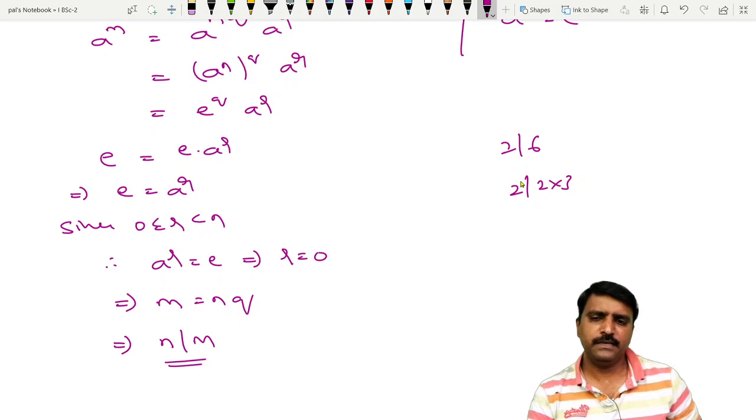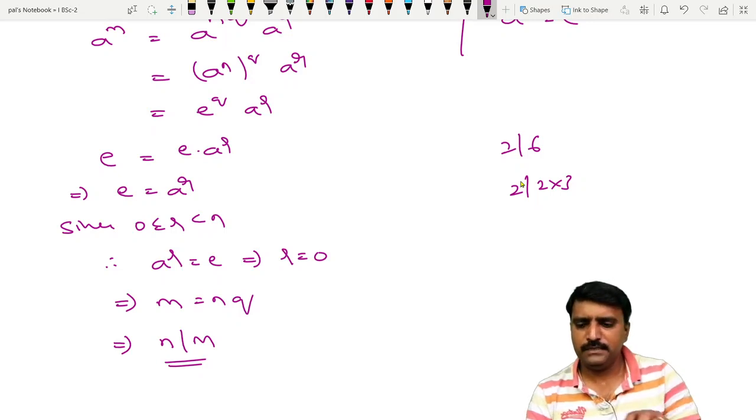Okay, so if m is equal to nq, what it indicates? n divides m. Okay, so that's all.